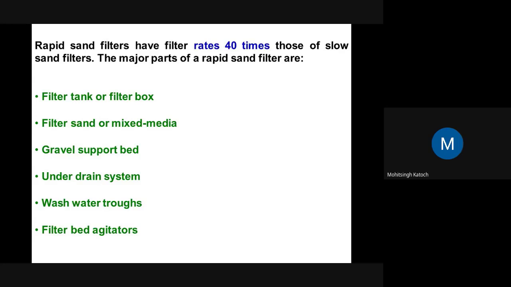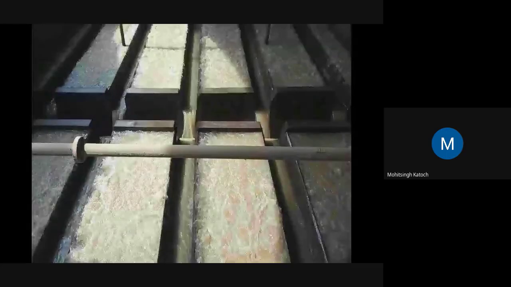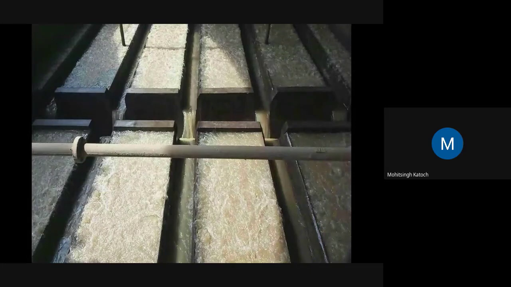The major parts of a rapid sand filter are filter tank or a filter box, filter sand, the gravel support bed, the under drainage system, the wash water troughs, and filter bed agitators. These are used for cleaning purpose of the filter bed. You can see how multiple rapid sand filter beds are provided. Even if one bed gets choked up, there are some standby units which can be used to attain the efficiency level, even if some repairing work is in progress.